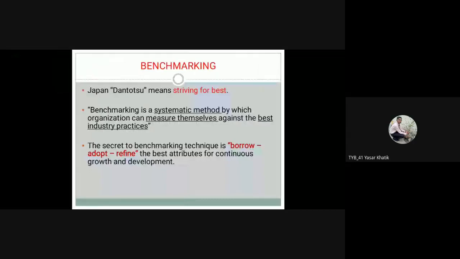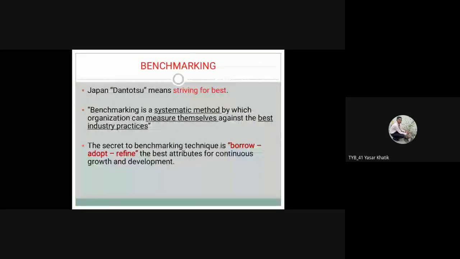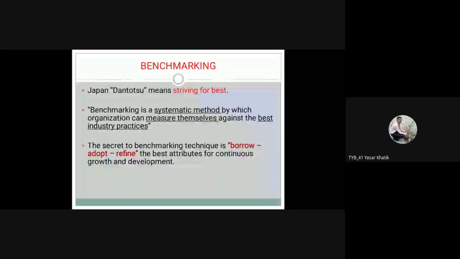Okay. The secret to benchmarking techniques is to borrow, adopt, refine the best attributes for continuous growth and development.